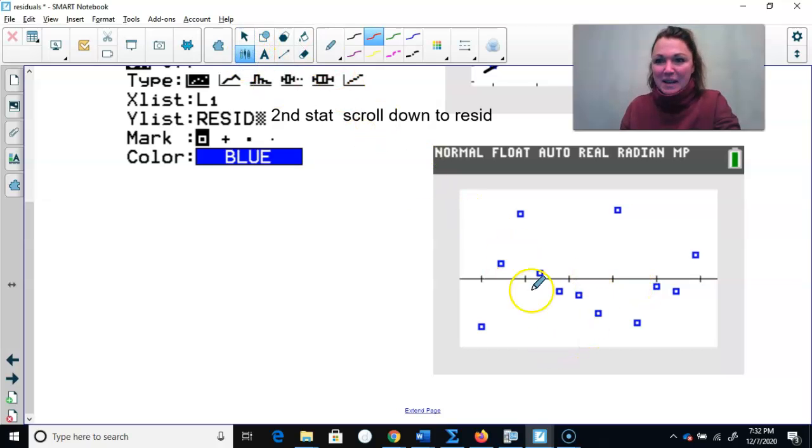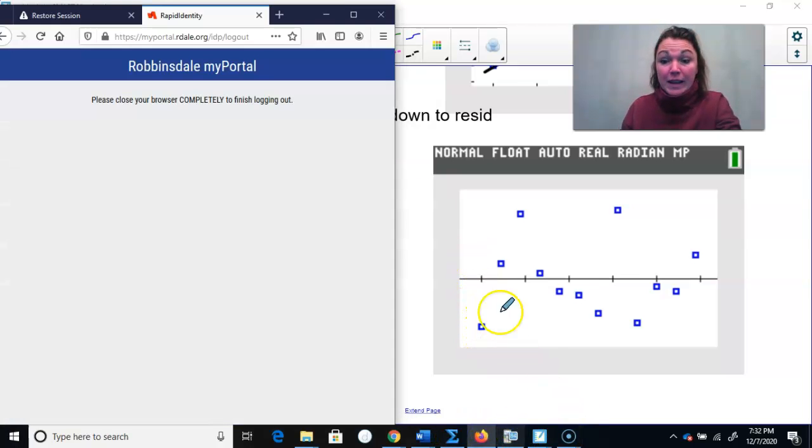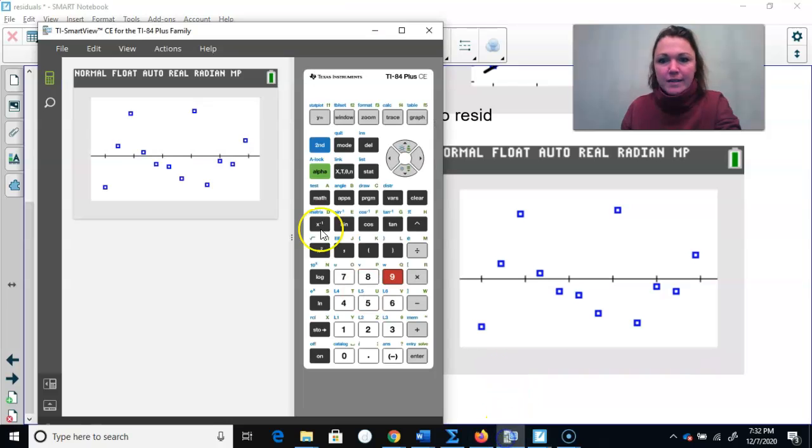Okay, ladies and gentlemen, so we're going to look at this residual plot, and this residual plot now is telling us if we actually hit trace, you guys. So go ahead and hit trace right now. This is saying when X is 18, this is the residual. So this is how much the line over predicted. When X is 19, this is how much the model under predicted, and so on and so forth.